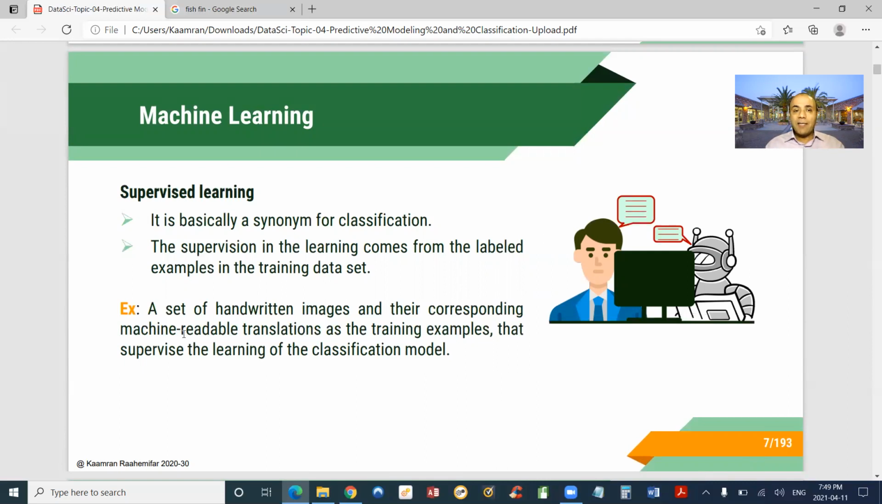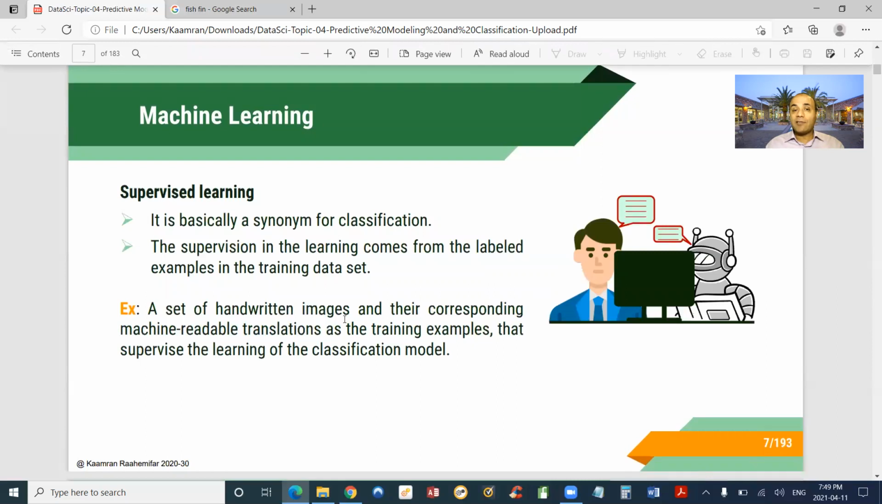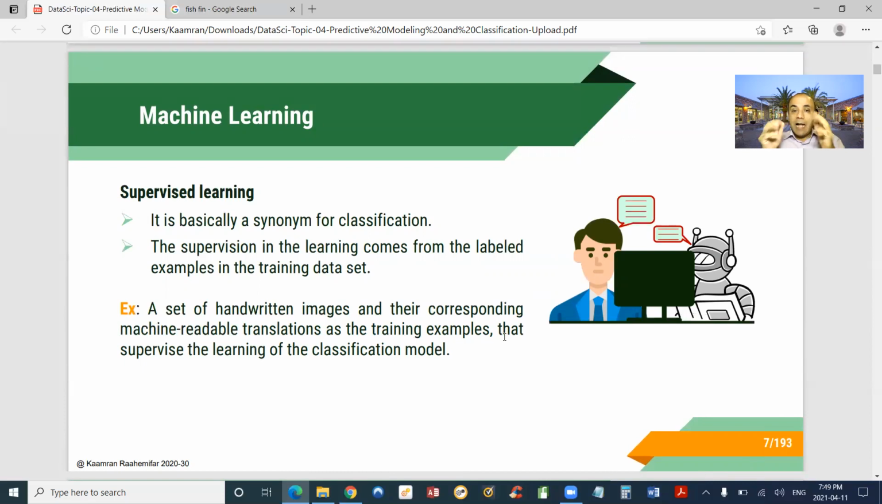So what is happening is a set of handwritten images and the corresponding machine-readable translation serve as training examples. This is exactly the training set. As I'm going to talk to you about in a moment, in machine learning we have 3 sets. One set is called the training set. One set is called the test set. One set is called the validation set. I don't want to leave my class without you understanding that these 3 sets are different.